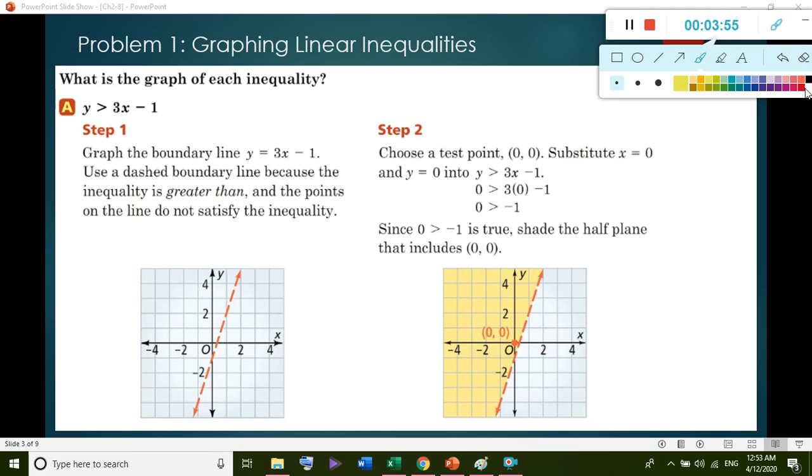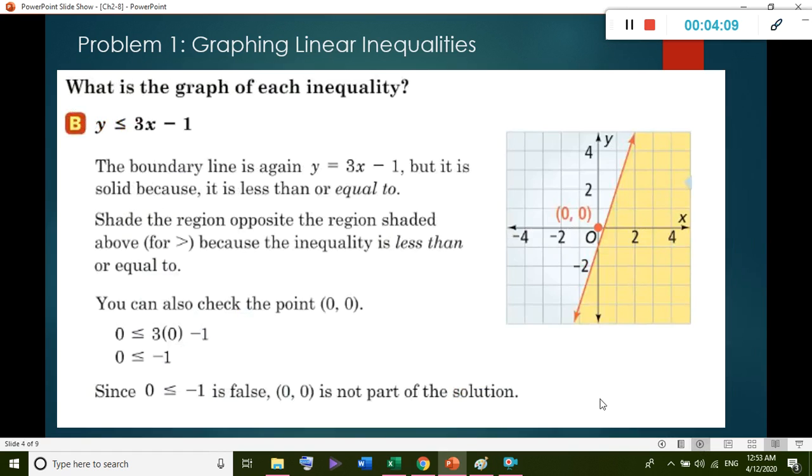So here, yes, they substituted 0, 0 into the equation and they got 0 greater than -1, which is true. So shade the half plane that includes 0, 0. That's right. So we shaded this part. That's correct. Now let's go for the second problem we have.